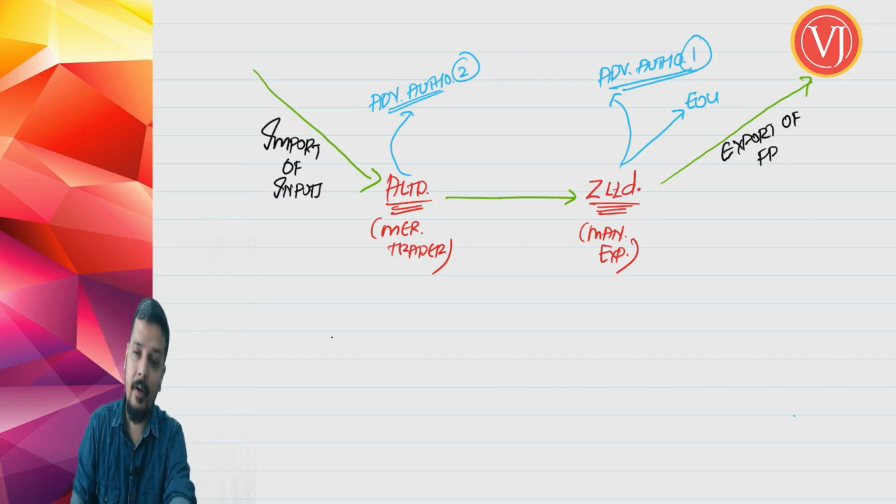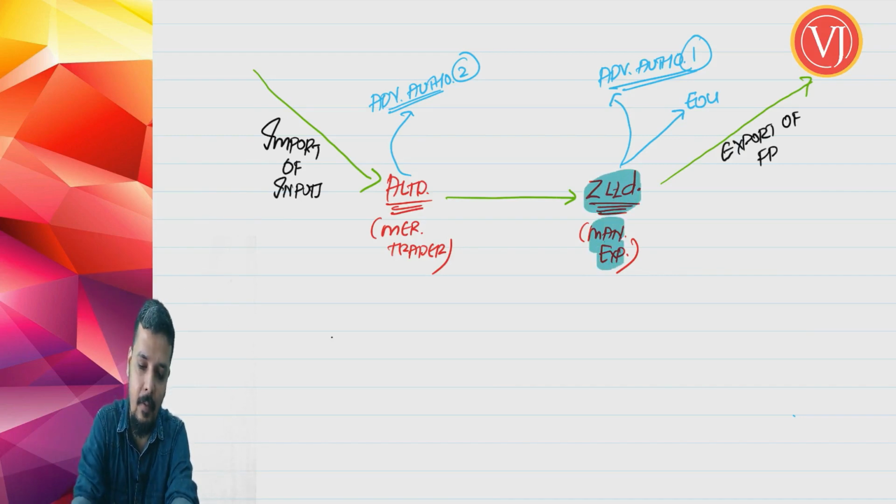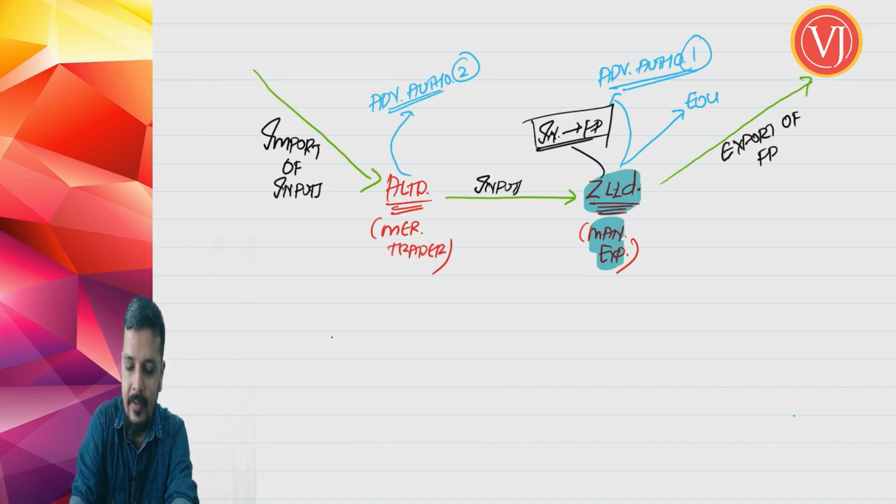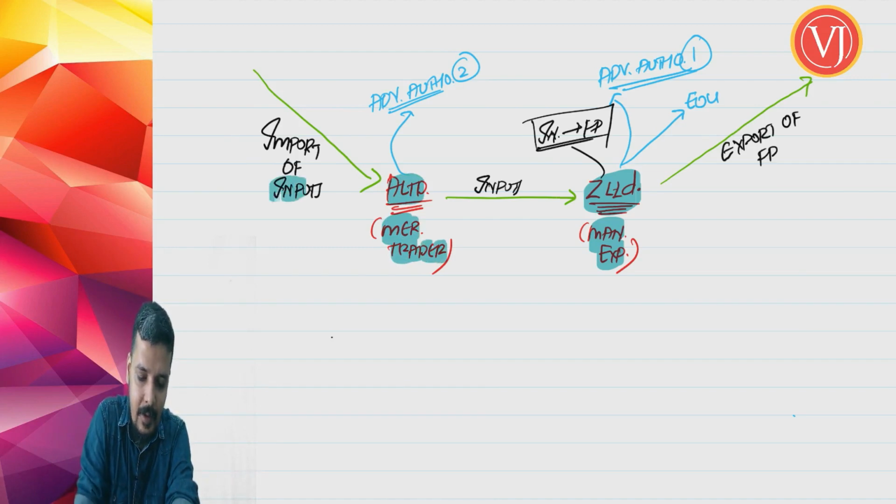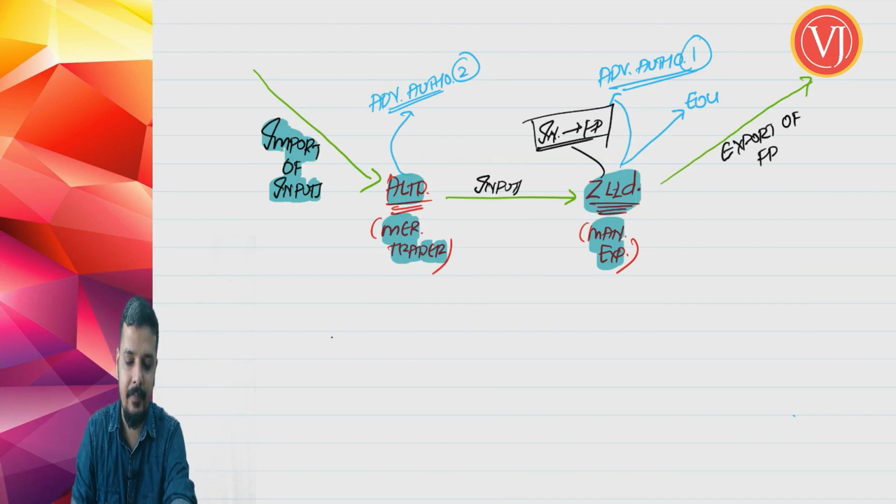Now friends, ulta scenario. So you are talking about Z Limited, who is actually manufacturing it, which means that what is supplied by A Limited to Z Limited is inputs, and Z Limited converts the inputs to final product and exports the final product. A Limited imported the inputs and gave the inputs to Z Limited, right?